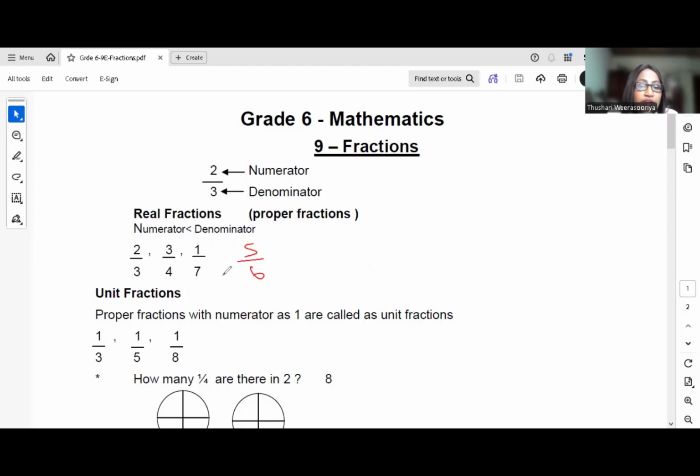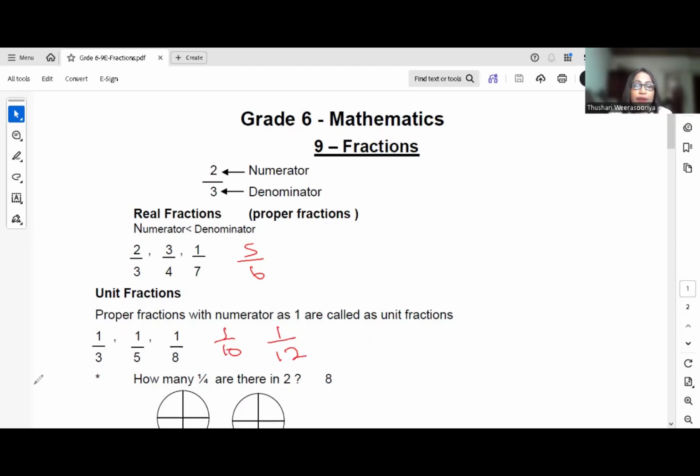Proper fractions we can divide into another type that is called unit fractions. Unit means one, right? Proper fractions with numerator as 1 are called unit fractions. Look at this example, 1 over 3, 1 over 5, 1 over 8, 1 over 10. Likewise, we can write billions and trillions of unit fractions. The numerator is always 1. The denominator can be another number. Okay? Right?